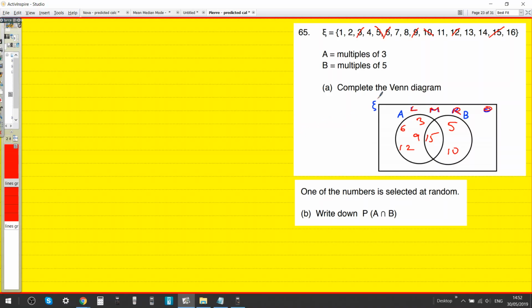And this weird symbol. Oh, so everything will go outside. All the remaining numbers go outside the circles. 4, 7, 8, 11, 13, 14, and 16. Cool. And how about this? This is the intersection, so it'd be 15.